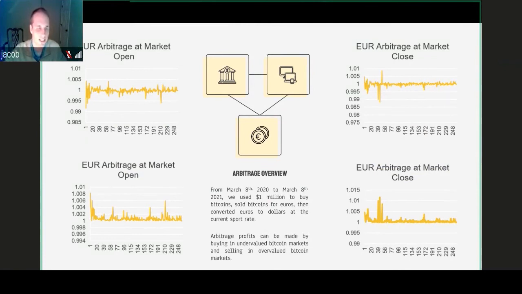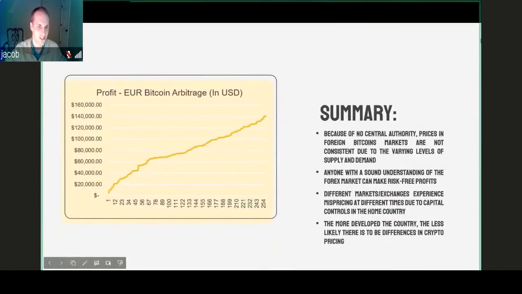And if we go to the next slide, we can see what the profits were like. So you see that at the end of a year, we have $140,000 of risk-free profits. That's 14% risk-free profits, just from reinvesting 2 times a day. Now, we could have seen even greater profits. We could have reinvested every single time, every single second that there was a misprice, but we didn't. We only reinvested 2 times a day.